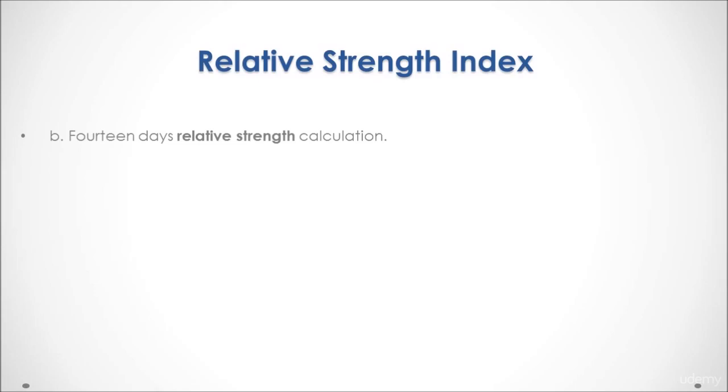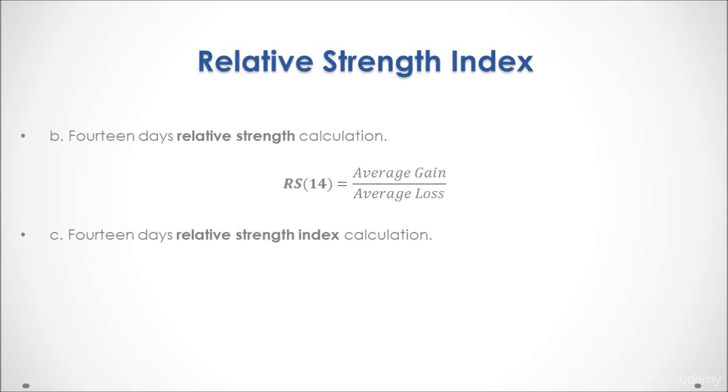B. 14 days relative strength calculation. 14 days relative strength is equal to the average gain divided by the average loss. C. 14 days relative strength index calculation. 14 days relative strength index is equal to 100 divided by 1 plus the 14 days relative strength.